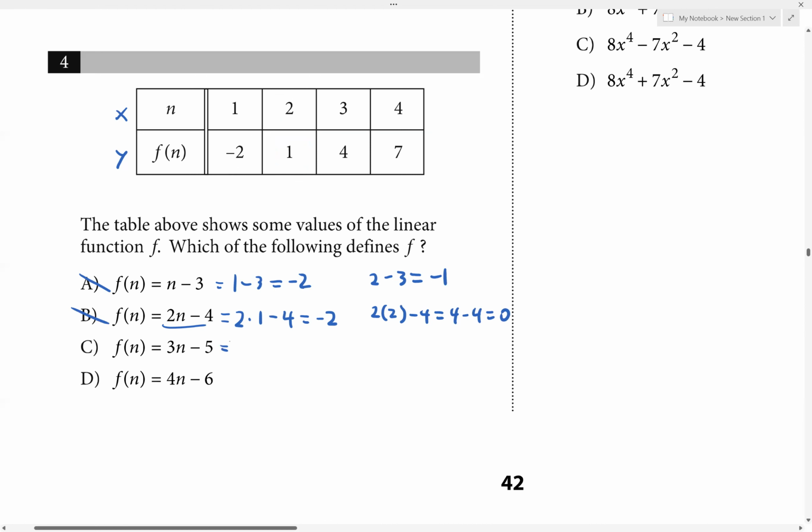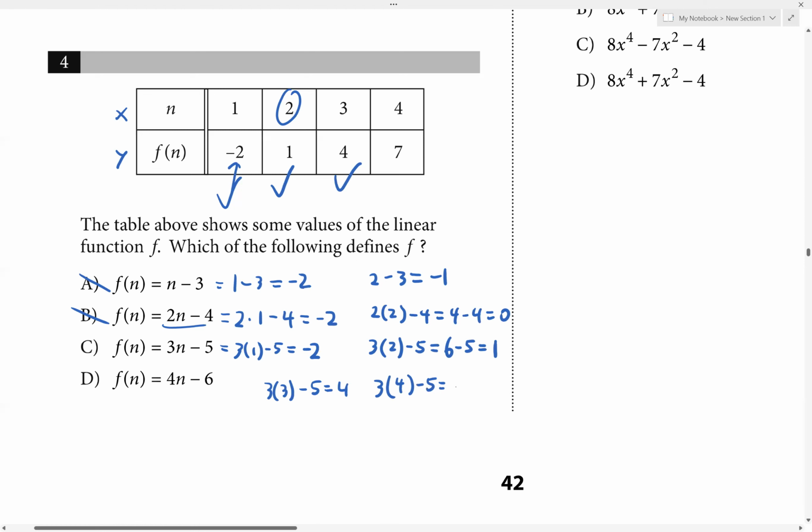3n minus 5. We plug in n equal to 1, we should get -2. So it'd be 3 times 1 minus 5, which is 3 minus 5, -2, good. And then if we try 2, we should get 1, right? So 3 times 2 minus 5 is 6 minus 5, that's equal to 1, so that's also good. Let's verify the next one. 3 times 3 is 9, minus 5 is 4. That's good. And then lastly, 3 times 4 minus 5, 12 minus 5 is 7. So that's also good. It works for all 4 points, so we know it has to be correct.